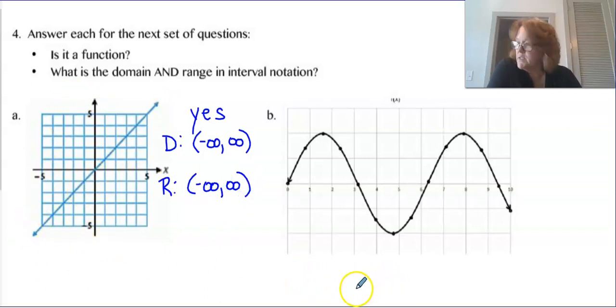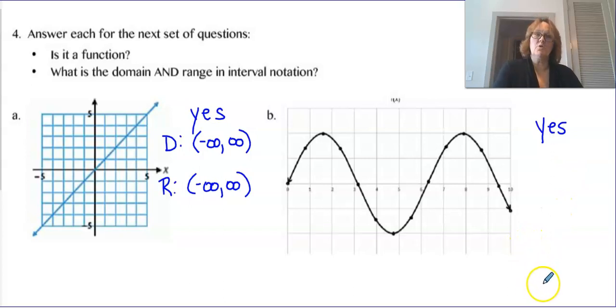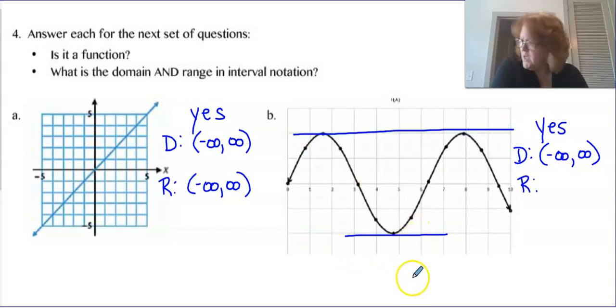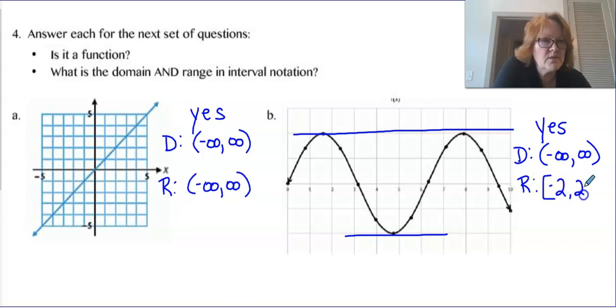So the next one, B, this is also a function, so we would answer yes, function. Domain, the x values, they go forever, to the left and to the right. So for domain, that would be negative infinity to positive infinity also. The range, on the other hand, goes from here to here. So it has a maximum and a minimum. And let's see, it's kind of hard to see. Yep, that's -2 to +2. And those are included, so we're going to do brackets, -2, +2.